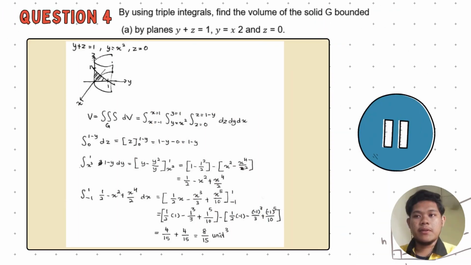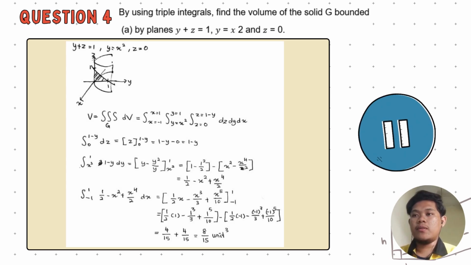Hi, my name is Muhammad Sukri, matric number CE0150. So for question number 4, by using the triple integral, find the volume of solid G bounded by the plane x plus z equal to 1 and y equal to x squared and z equal to 0.